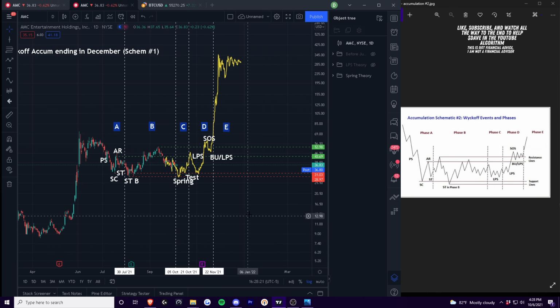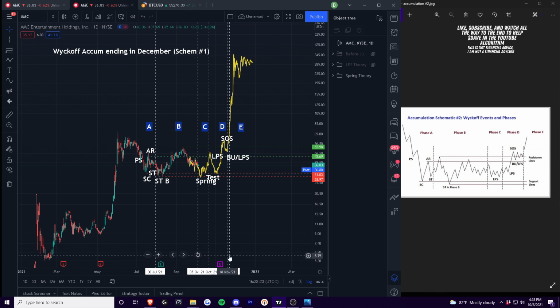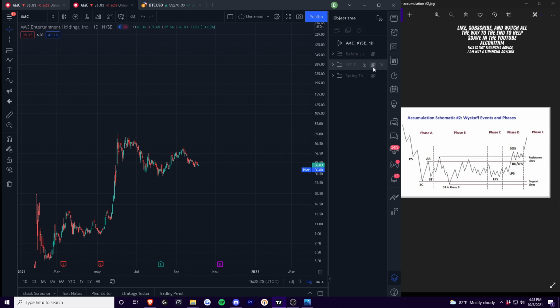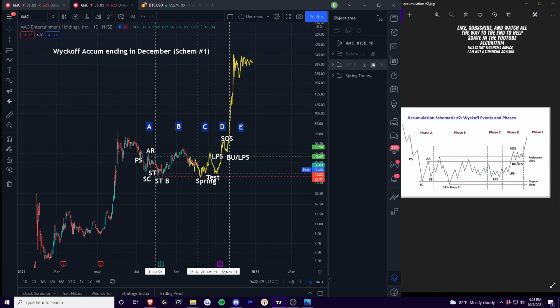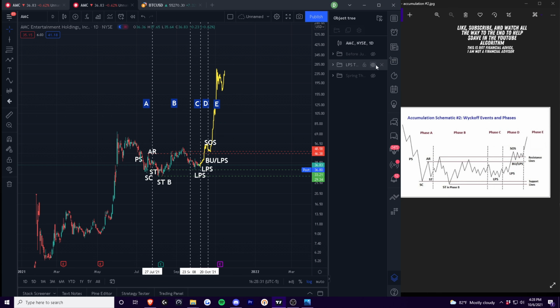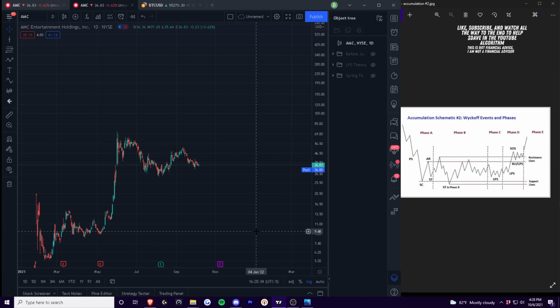Would you just look at it? Would you just look at the similarities in the chart? They're different, but they're similar. Would you just look at that? Very interesting.